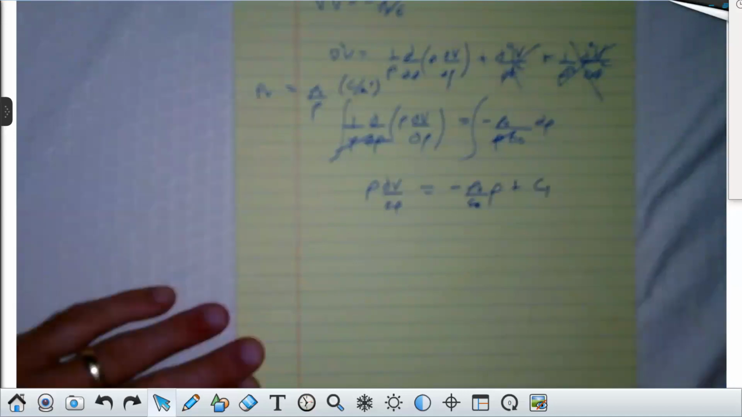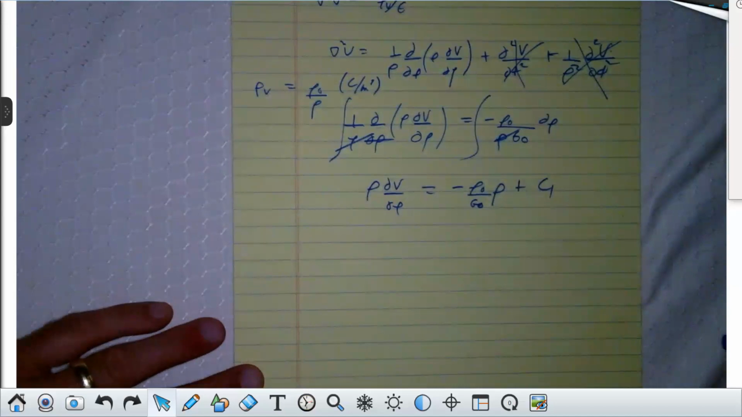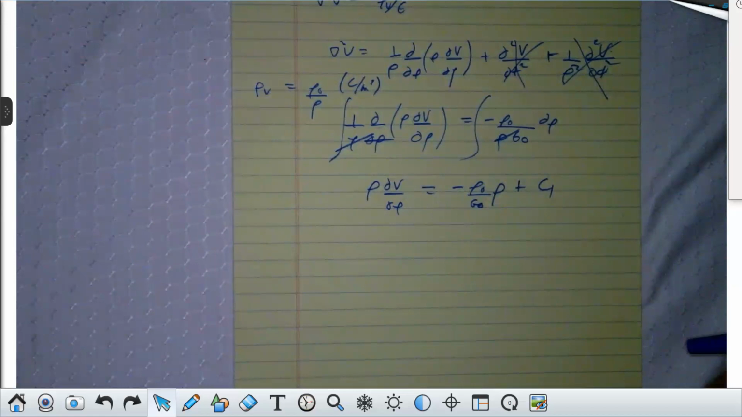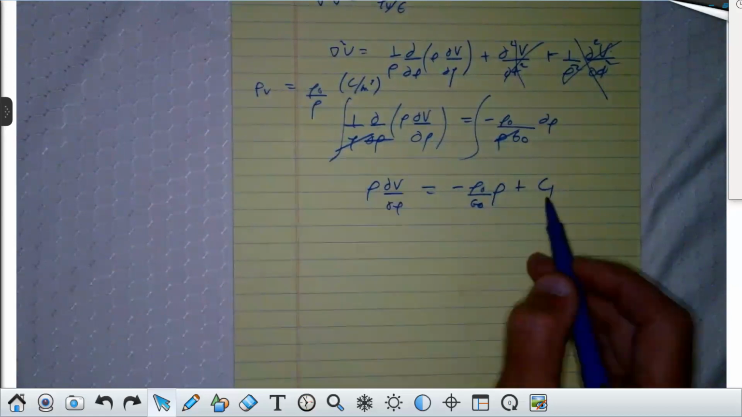Do y'all agree with that? Everybody see what I did here? I'm just following through the mathematics, right? To get V as a function of rho. So I have rho naught, whatever that is, over epsilon, it's just from here, plus some C1.